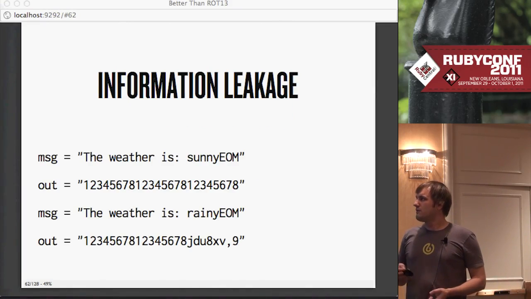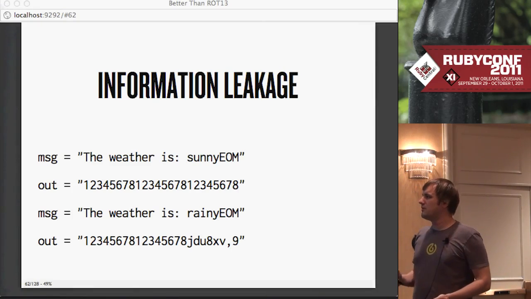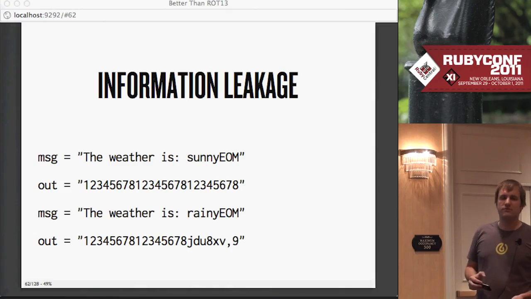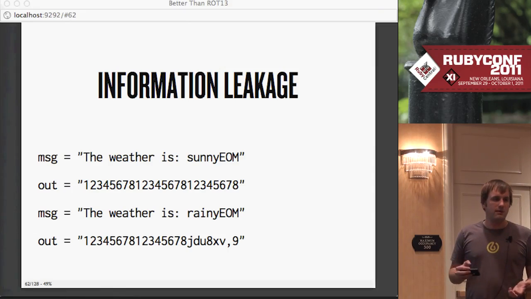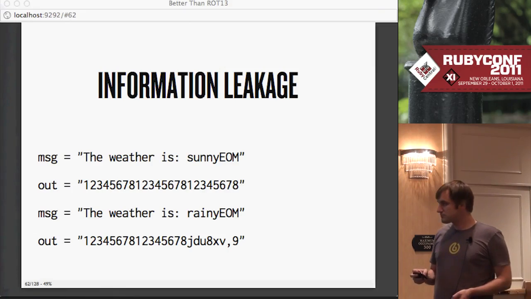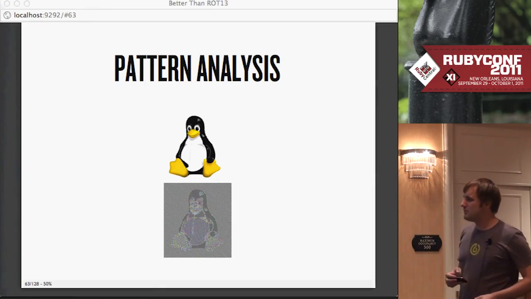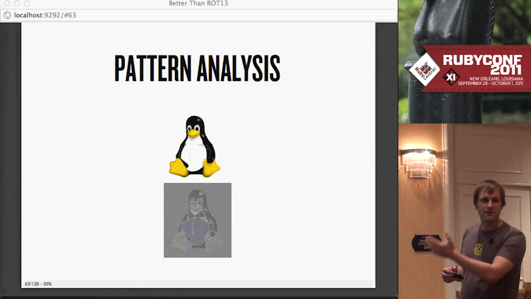So information leakage, again, if you're sending messages that say the weather is sunny, the weather is rainy, and you use some magic key that results in the output being 1 through 8, 1 through 8, 1 through 8, the messages look very much the same all the way up to that sunny or rainy. By doing that, you're leaking information. There's also pattern analysis problems. This image of Tux is encrypted with ECB. If you're really trying to hide something, this doesn't look very hidden.